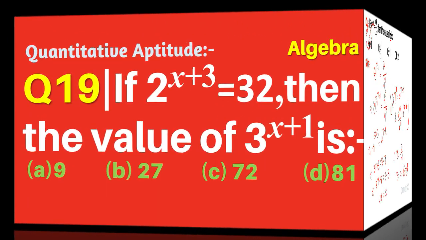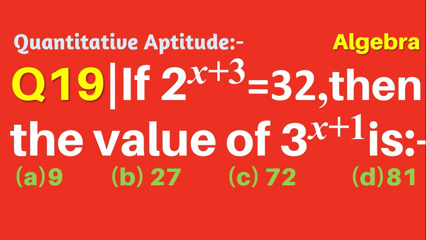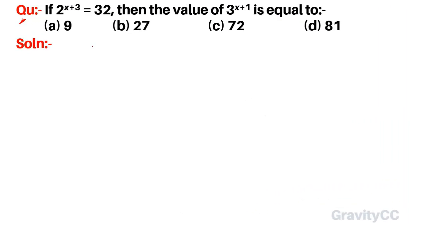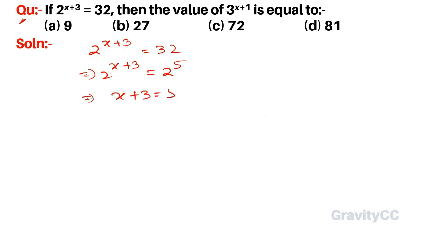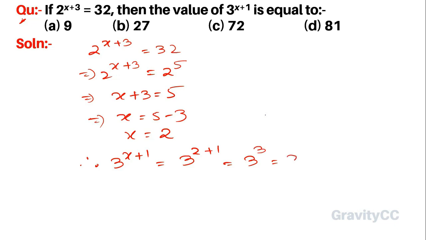If 2 to the power x plus 3 equal to 32, then the value of 3 to the power x plus 1 is equal to, so here given that 2 to the power x plus 3 is equal to 32, 32 is the power of 2 to the power 5, so here base are same, so x plus 3 is equal to 5, so x is equal to 5 minus 3, so x equal to 2, so therefore 3 to the power x plus 1 is equal to 3 to the power 2 plus 1, so 3 to the power 3, so is equal to 27 answer. So option B is the correct answer.